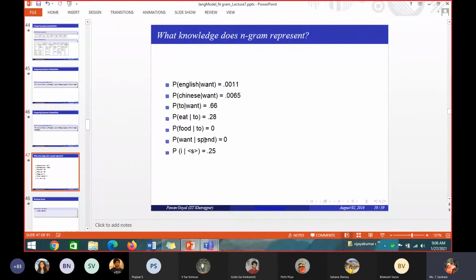So here, can you tell me what this is? Want to, 6 times; to eat, 0.28. So these are all the maximum. To eat, want to, I want to drink, I want to eat. So want to is occurring more times, to eat is also occurring more times. So this tells you about the corpus.